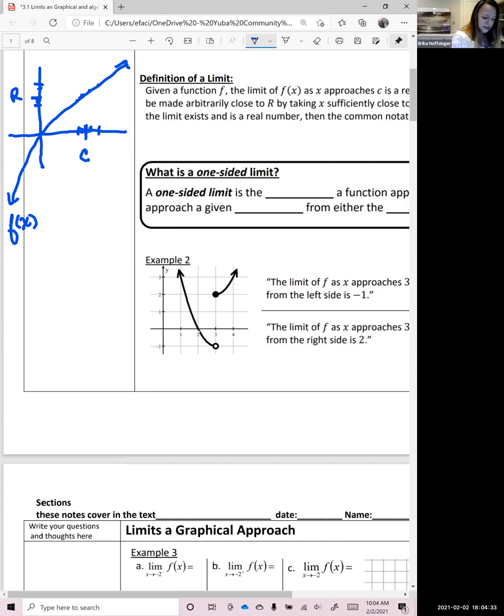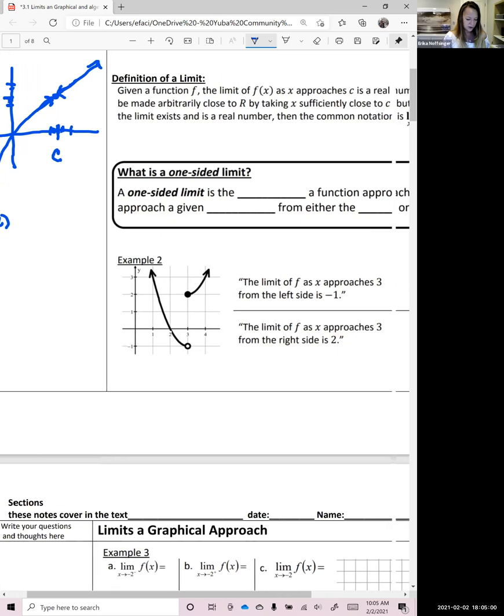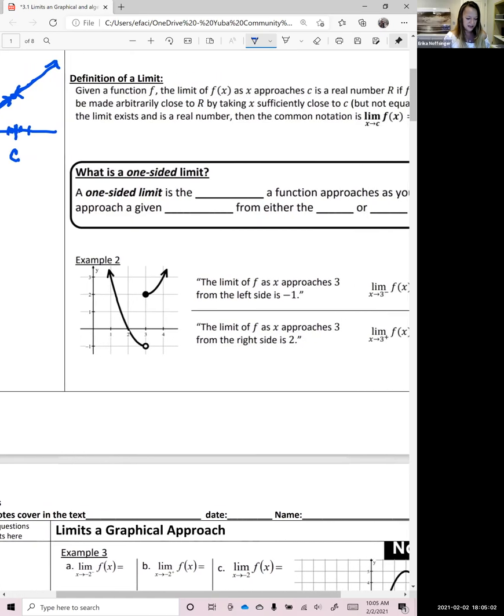We talked about last week that in order for a limit to exist, it has to be coming to the same y value as we approach from both the left-hand side and the right-hand side of that x value. And if we're not coming into that same y value, then that limit actually does not exist. We can look at one side of the limit, just seeing what's happening on one side of that graph as x approaches c.